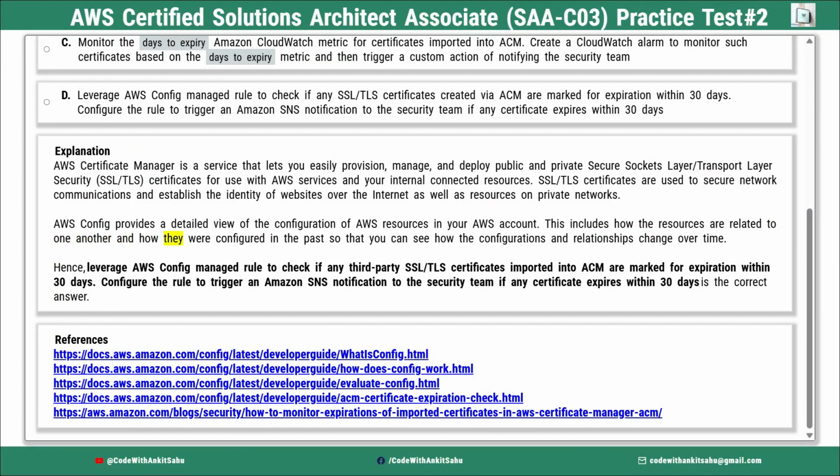This includes how the resources are related to one another and how they were configured in the past so that you can see how the configurations and relationships change over time. Hence, leverage AWS Config managed rule to check if any third-party SSL/TLS certificates imported into ACM are marked for expiration within 30 days. Configure the rule to trigger an Amazon SNS notification to the security team if any certificate expires within 30 days is the correct answer. References.